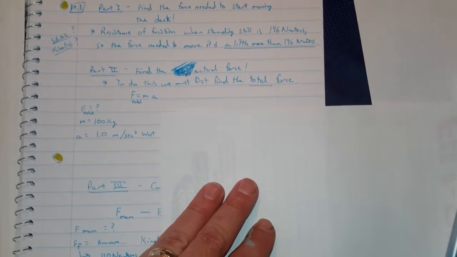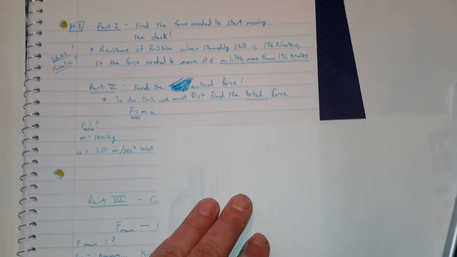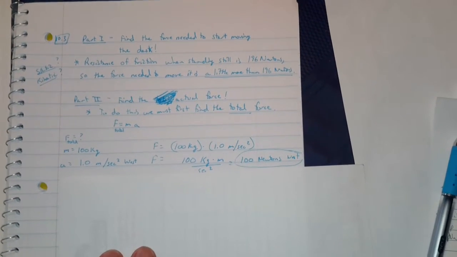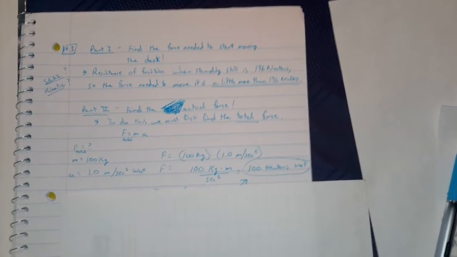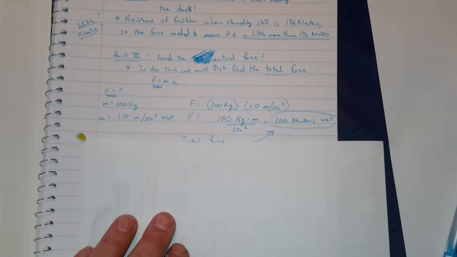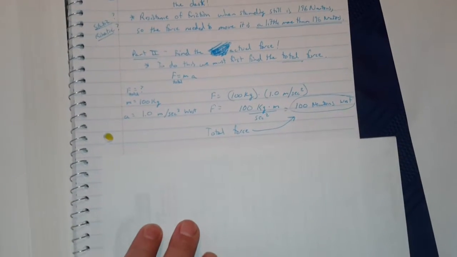So let's go ahead and find the total force first. We write down our stuff over here. The mass is 100 kilograms still. The acceleration is 1.0 meters per second squared west. When we do that, we actually get 100 newtons west. It's pretty easy math to do on this one. We don't even have to use a calculator. So this is the total force.